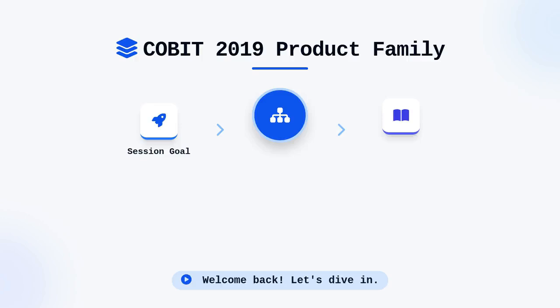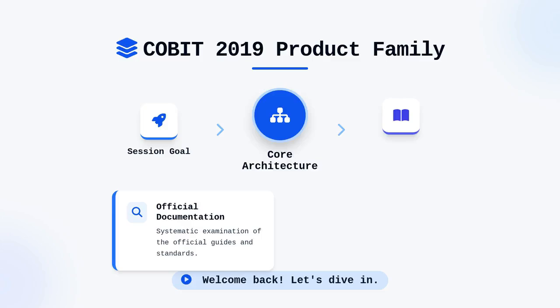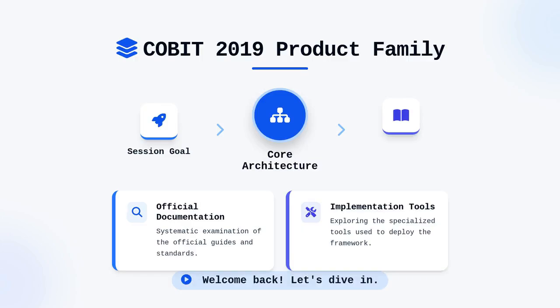Welcome back, and let's dive into the core architecture of the COBIT 2019 product family. In this session, we will examine the specific documentation and tools that constitute the official governance framework.